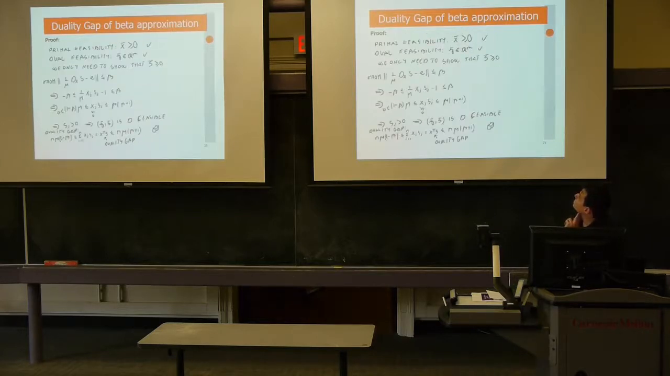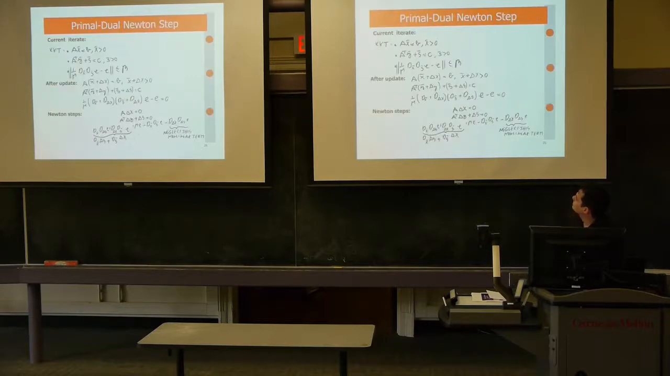Right, and after that, we used Newton's method to solve these KKT conditions. The way for that was that we assume we have some X bar, Y bar, S bar feasible solutions for which this expression is less than beta. Then we update X bar with delta X, Y bar with delta Y, S bar with delta S.